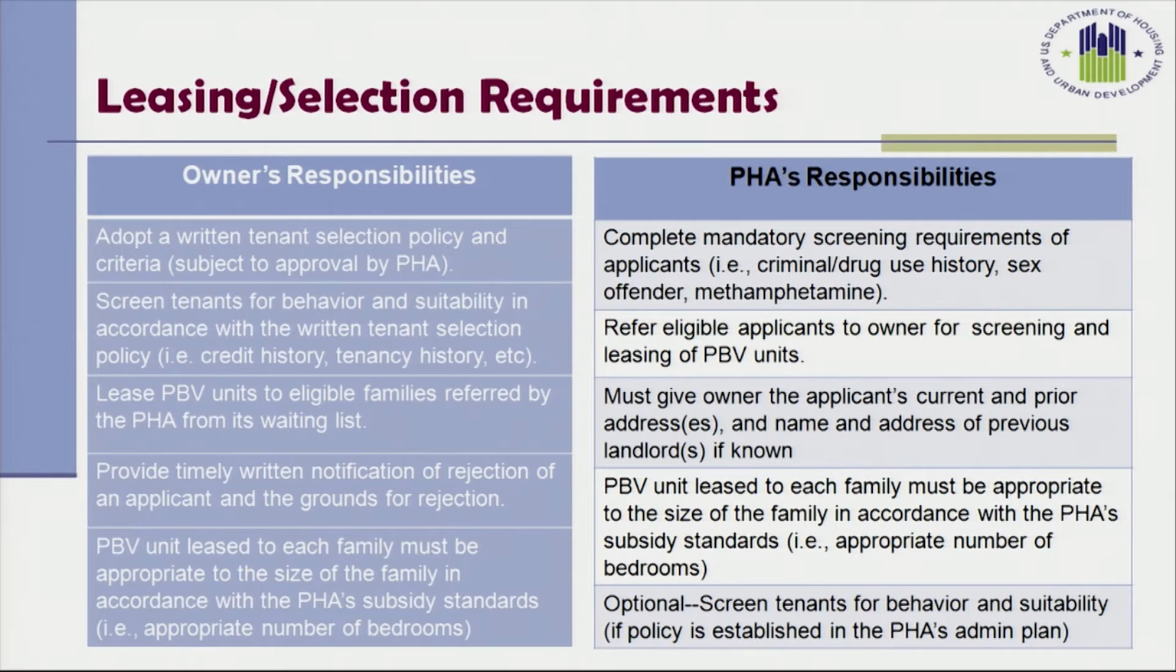PHAs must refer eligible applicants to owners for screening and leasing of PBV units. They give owners the applicant's current and prior address or addresses, and name and address of previous landlord or landlords, if known. The PBV unit that is leased to each family must be the appropriate size for the family in accordance with the Housing Authority's subsidy standards. And PHAs may exercise the option to screen tenants for behavior and suitability, but the policy must be established in the PHA's administrative plan.